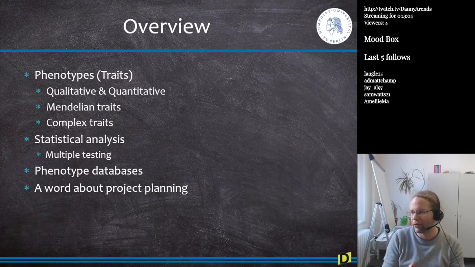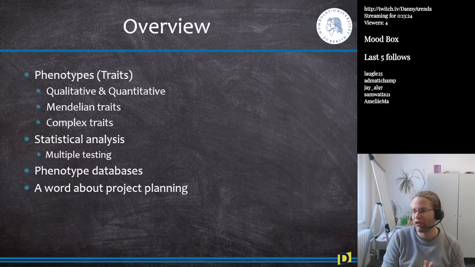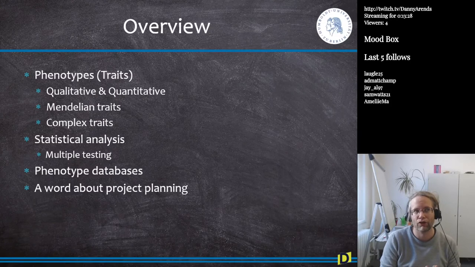Since you guys said that you already had some statistical analysis, I won't be dwelling too much on it, and I will just show you that it's important to do things like multiple testing. So when you're doing a lot of statistical tests, then you need to compensate for that. We'll be talking about phenotype databases. So where can you guys get free phenotype data? And in this case, I will be focusing mostly on phenotype databases that are related to animals and humans.